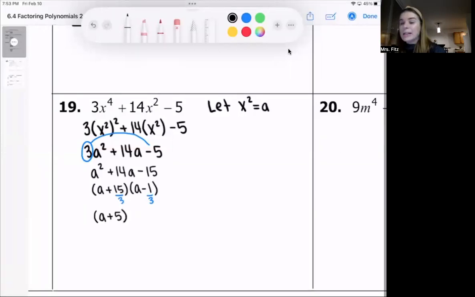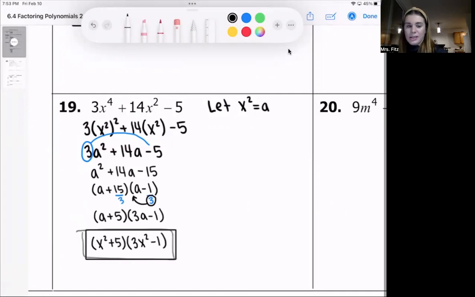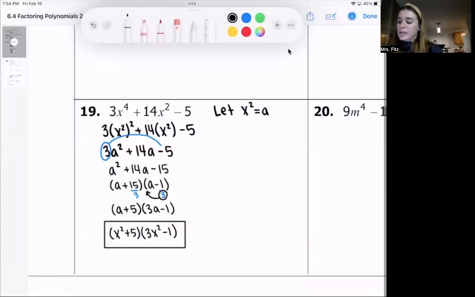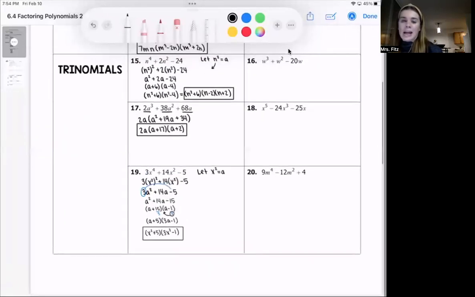And then if you can't, and there's still something in the denominator after reducing, you slide. So then it's times 3a minus 1. Well, the last step is we have to sub back that x squared in for a. So this would be x squared plus 5, which we can't factor any further, times 3x squared minus 1. And that we're not going to factor any further either. So that is as far as we can go. Okay, using those same methods, go ahead and try 16, 18, and 20 on your own.